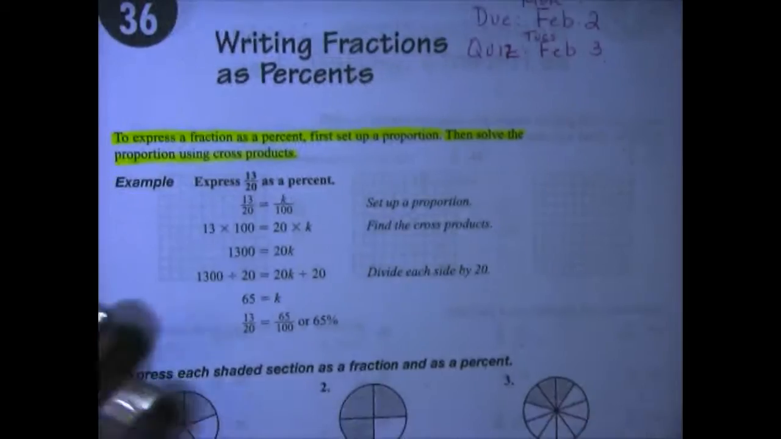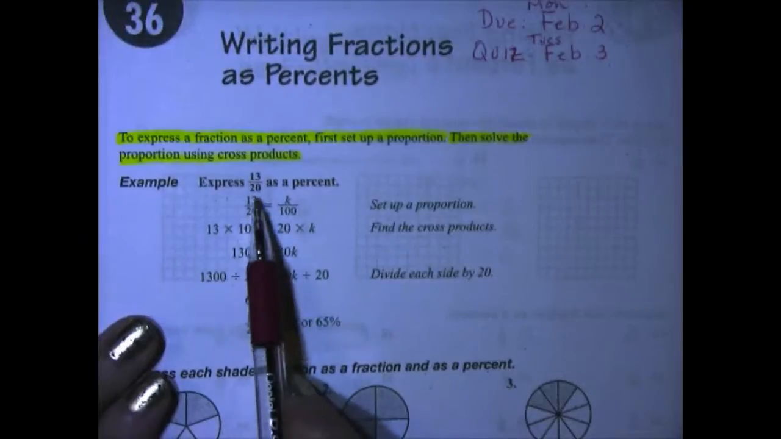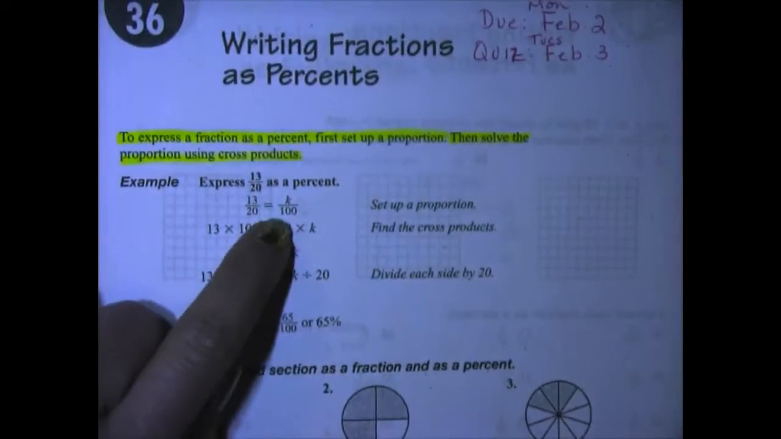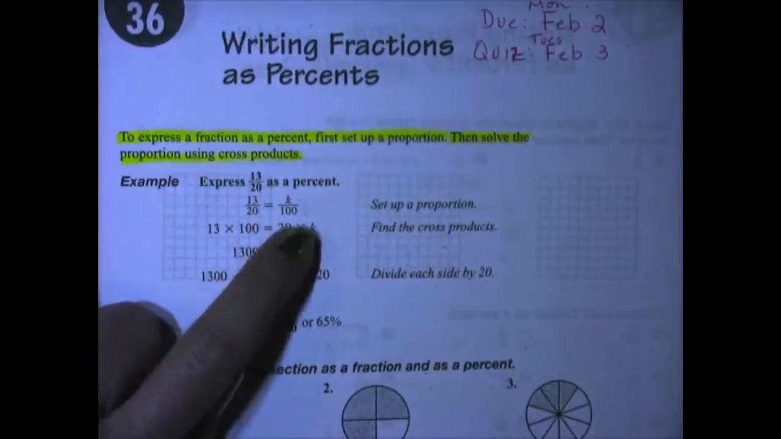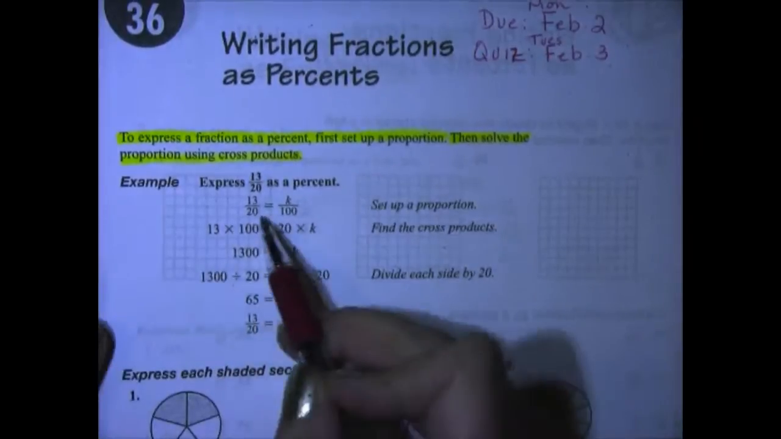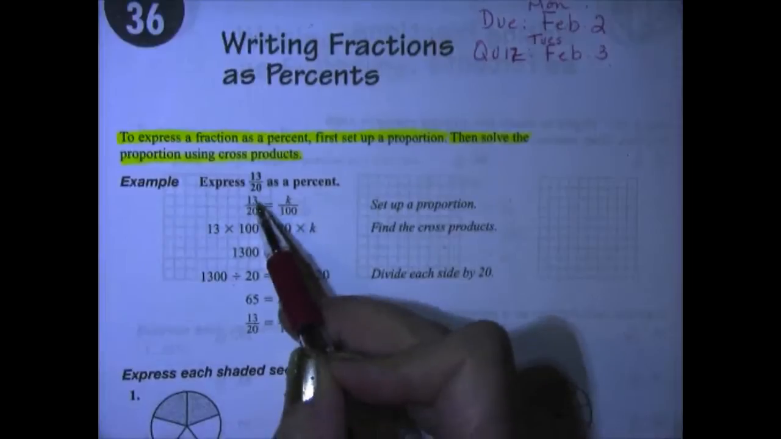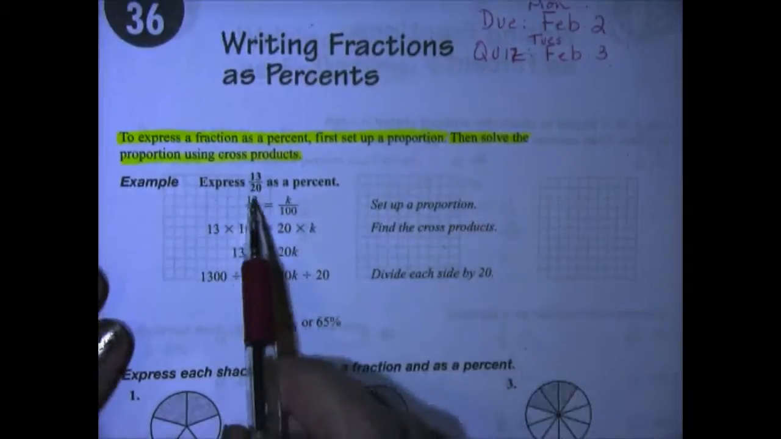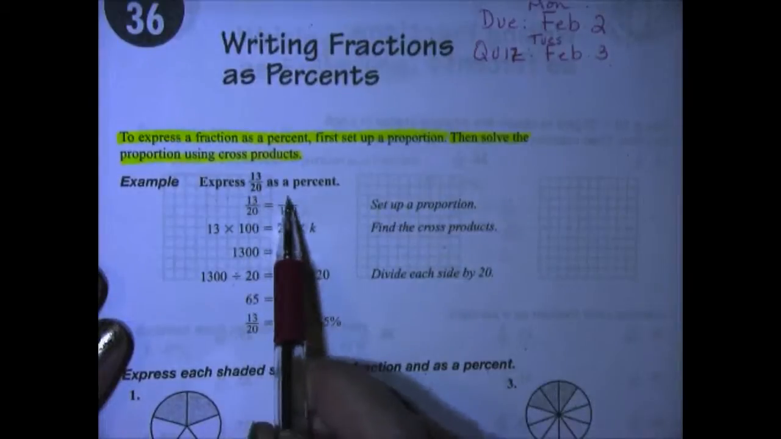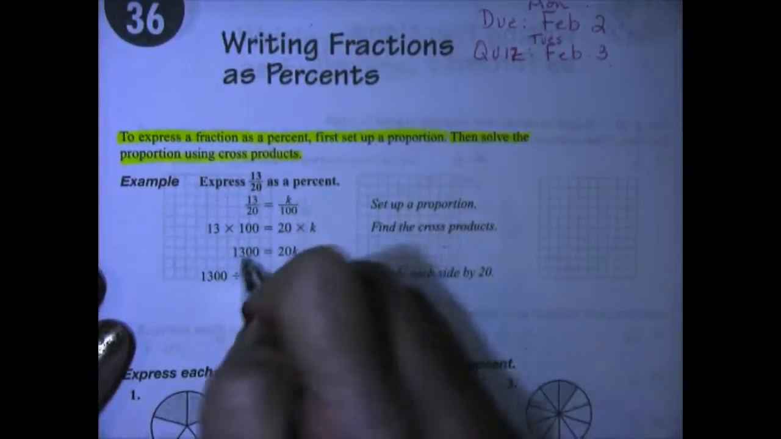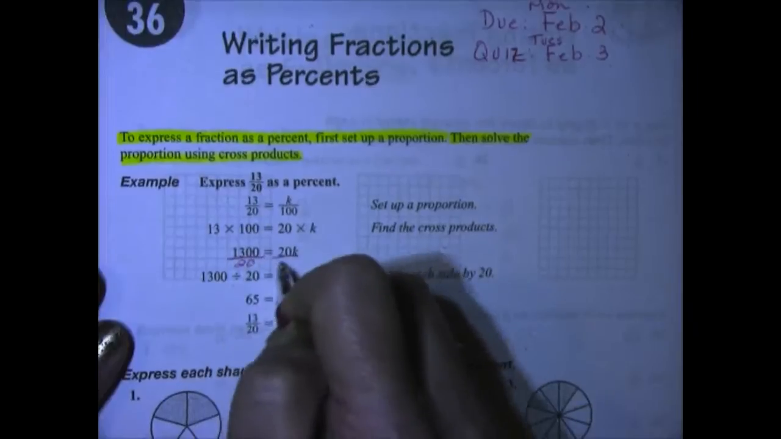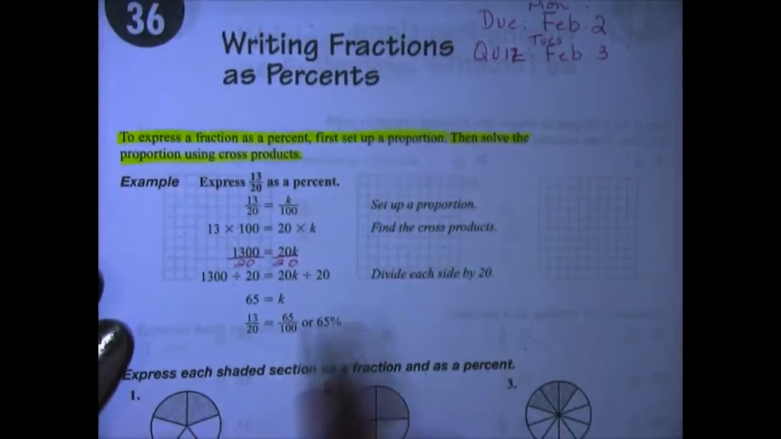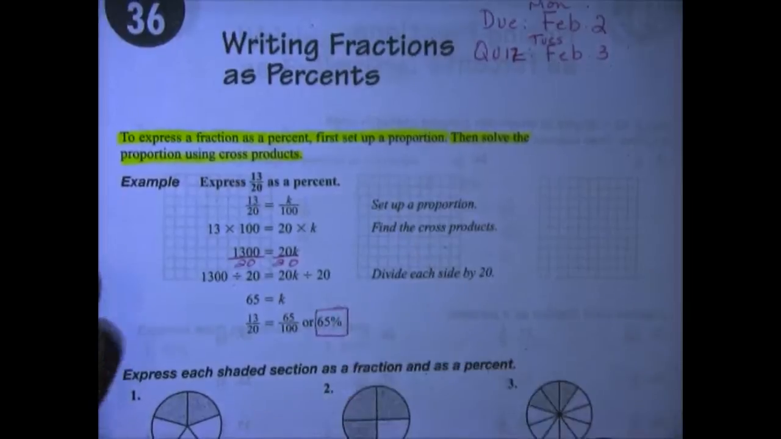If we have 13 over 20 and we want to express it as a percent, we're going to set that up as 13 over 20 equals x over 100, or k here. I don't like k, but they use k. In order to make 20 into 100, we have to multiply by 5. So we would multiply 13 by 5 and get 65. If we use cross products, we're going to multiply 13 times 100 and 20 times k. 1300 equals 20k. We're going to divide both sides by 20, and k equals 65. So 65 over 100 is going to be 65%.